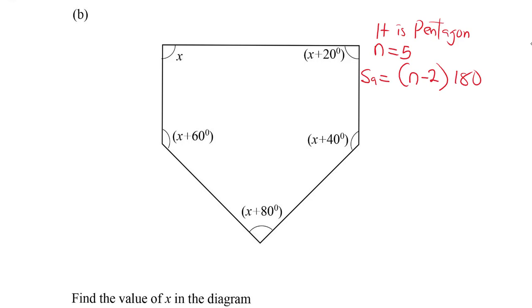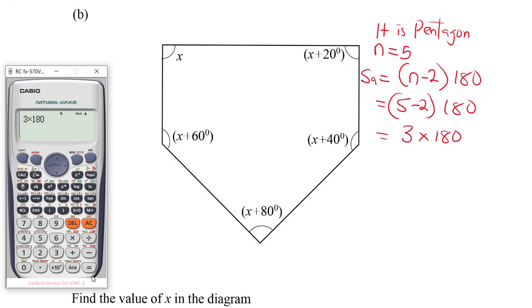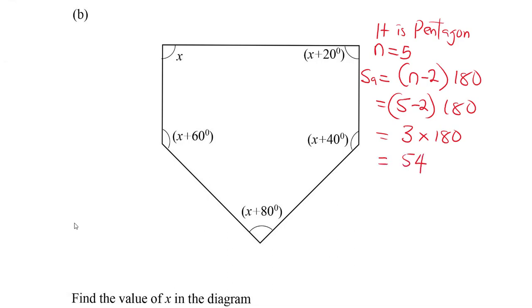So where n is the number of sides, and remember that this number of sides is now 5. So the sum of angles will be 5 minus 2 times 180. 5 minus 2 is 3, so 3 times 180 degrees is 540 degrees. So this is the sum of angles in this shape.